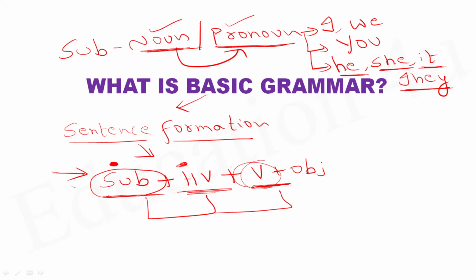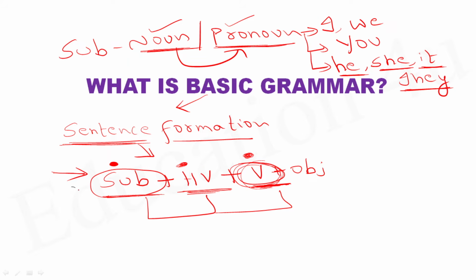We all know what is a verb. Verb is not a problem. Any action we do is a verb. That everybody knows. Of course, in our upcoming videos also, we have a separate session exclusively on verb, definition of verb, types of verb, and so on. In this video, we are going to only learn the basic grammar. Okay. So what is basic grammar? Sentence formation is called basic grammar. What is sentence formation? The relationship among subject, helping verb, verb is what we call sentence formation.